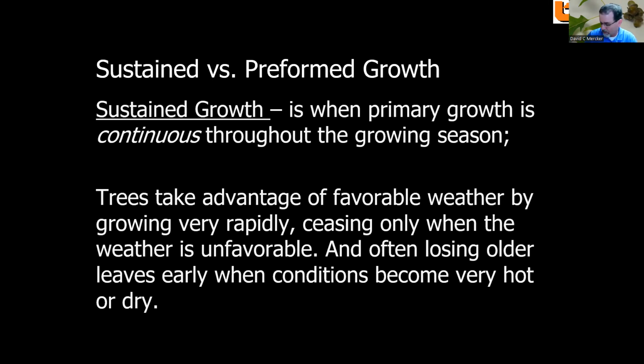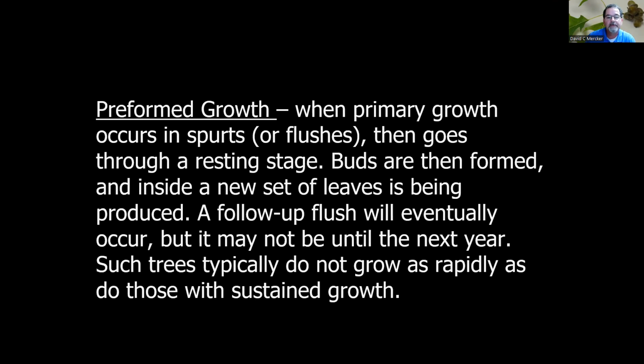And you'll notice that if you've ever gone out in the middle of summer beneath, say, a river birch or a tulip poplar, yellow poplar, maybe even a cottonwood tree, and the leaves are falling on the ground in the middle of the summer, and you'll be concerned. Well, don't be. They have sustained growth, and they're just losing some of the leaves that are no longer needed. In other words, there's not enough water to go around, and so they have to abort some of these older leaves in order to keep the new leaves alive.